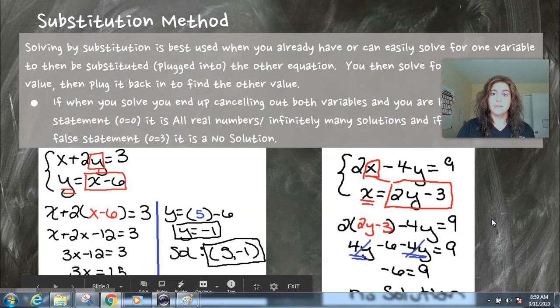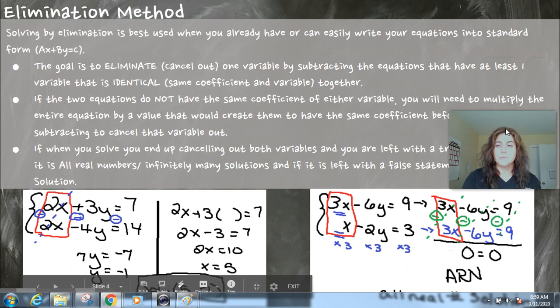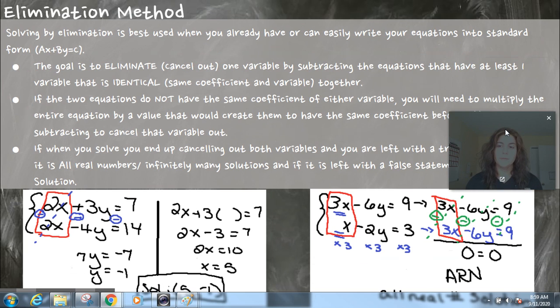Okay, and then the last method is our elimination method. This one is a little bit lengthier. You want to make sure they're in standard form. So the goal is to have the letters on the left, constants on the right, and you want to cancel out or eliminate one of the variables.